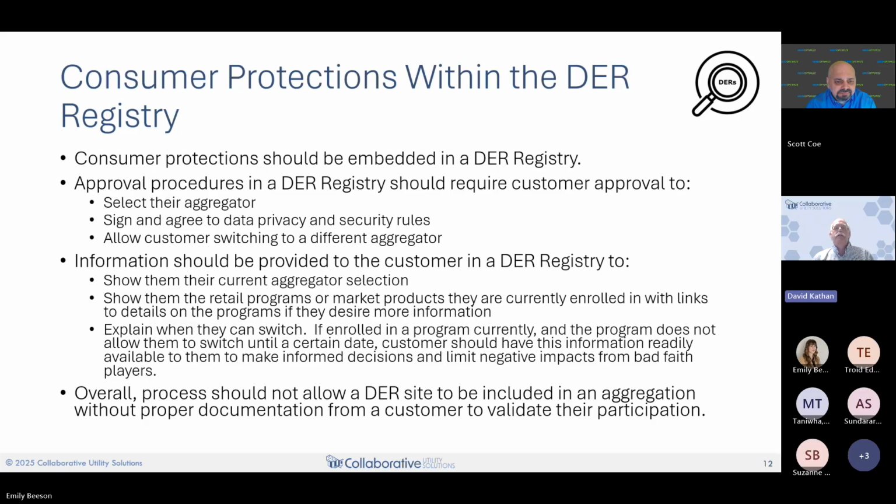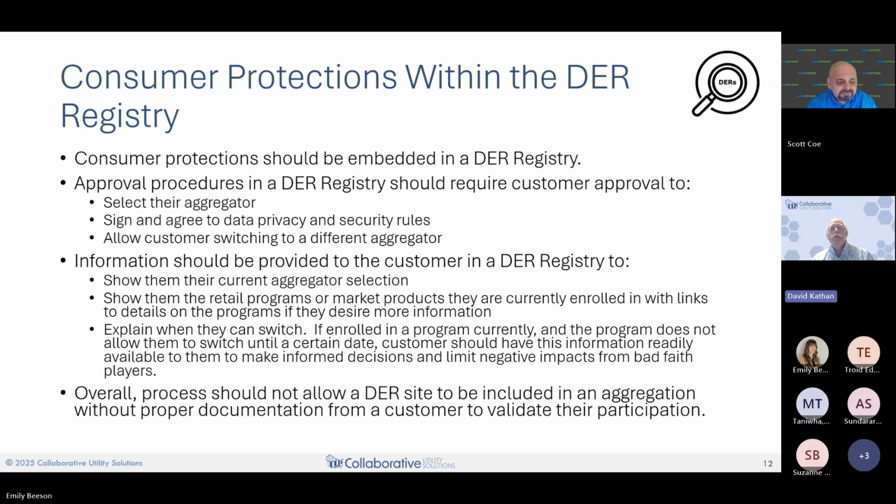and for both the customer and for an aggregator to be able to access and work with the customers, the DER owners, and the EDC. And then information should be provided to customers in the registry to show them their current aggregator selection, to show them the retail programs or market products they are currently enrolled in, with links and details on the consumer programs if they desire more information.